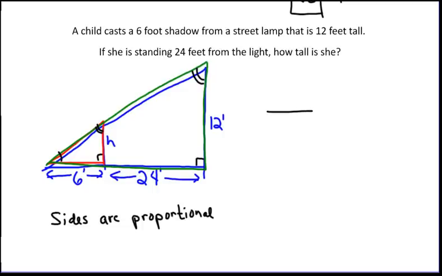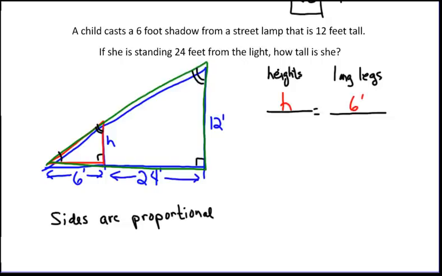We will set up a proportion by having heights on the left and long legs on the right. Doesn't matter what's right and what's left, but I want to be consistent, so that's why I wrote the words up there. Okay, dealing with the child first, the child's height is h, and the long leg of the child's triangle is 6 feet. That's that shadow.